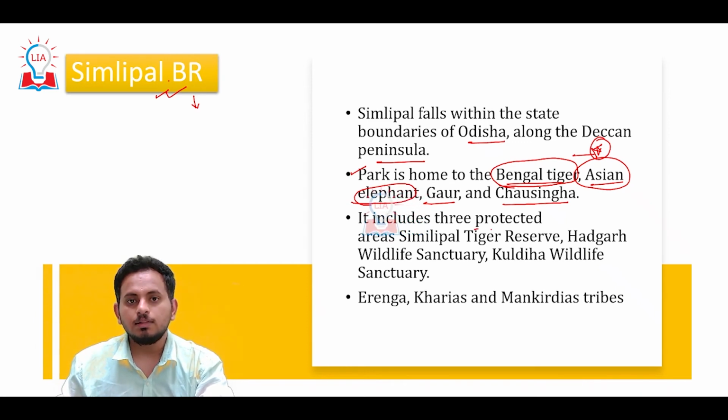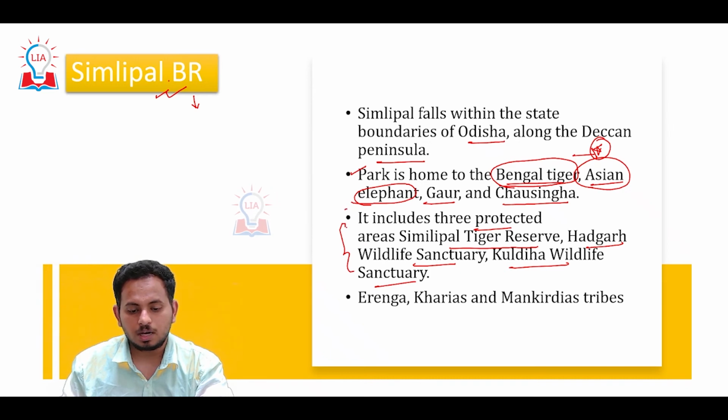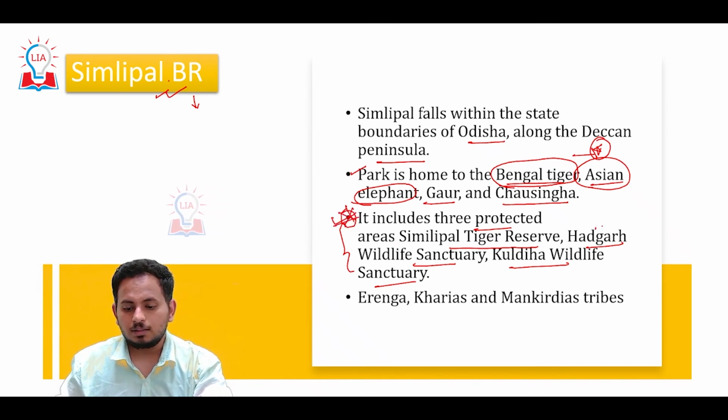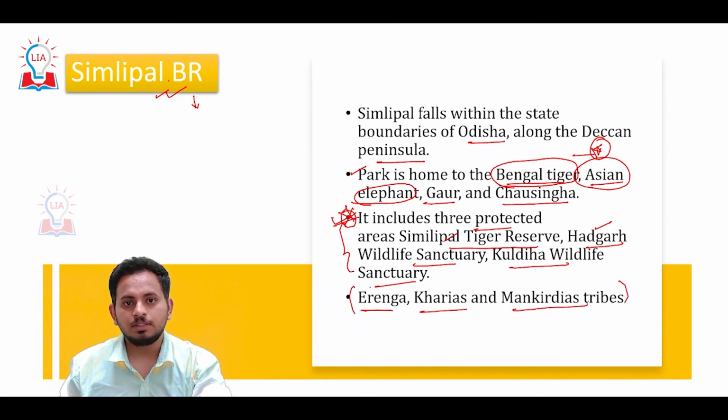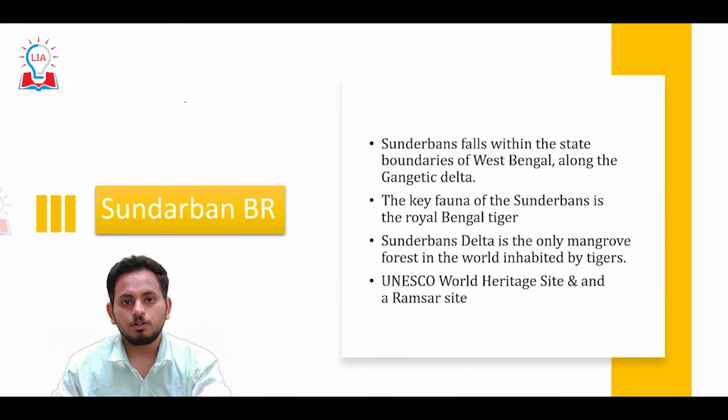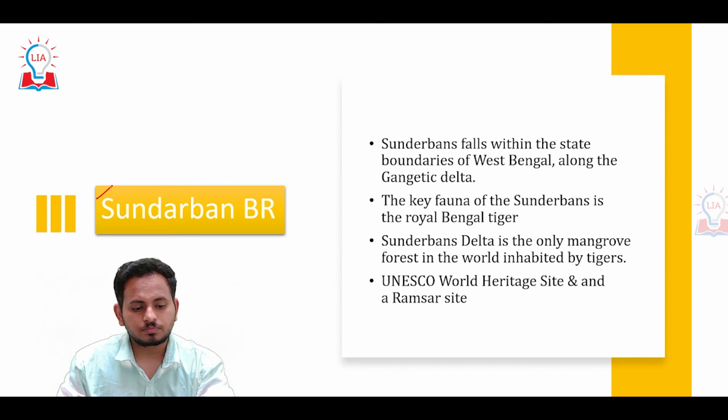It includes 3 protected areas: Simlipal Tiger Reserve, Hadgarh Wildlife Sanctuary and Kuldiha Wildlife Sanctuary. Very important. All 3 names are very important. Memorize this: Kuldiha, Hadgarh and Simlipal Tiger Reserve. Erenga Kharias and Mankirdias are the tribes that inhabit the Simlipal Biosphere Reserve. The next one is the Sundarban Biosphere Reserve.